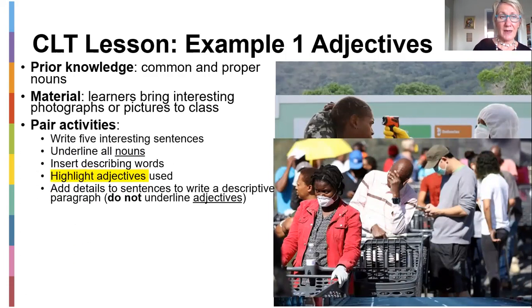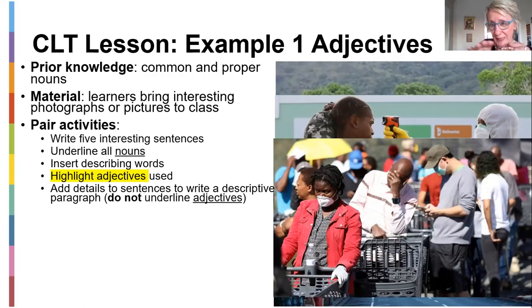So the pair activity is they must write 5 interesting sentences about this picture. Then underline all the nouns. So they might be speaking about the man who looks quite sick there or tired. And you can say the man is standing in the queue with his trolley. All right, but now you have to insert describing words. So the tired man is standing in the long queue with his gray trolley. So now I've put some adjectives into it. So they've written 5 sentences. Then they're going to underline all the nouns they've used: man, trolley, queue, or all your nouns.